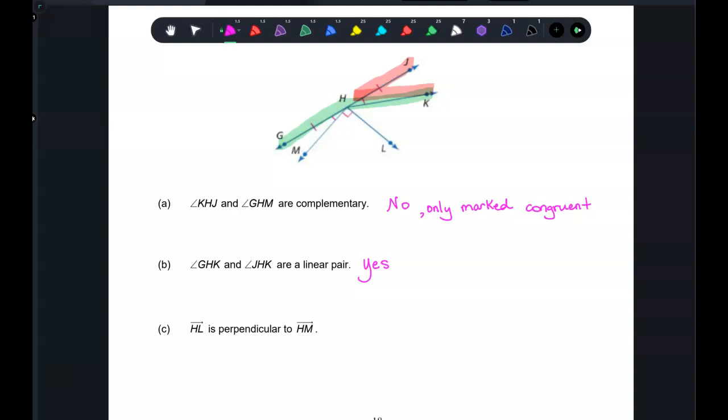Okay, HL is perpendicular to HM. Here's HL, here's HM. Yes, there's a little square in there. So, yeah, of course. Perfect. Okay.